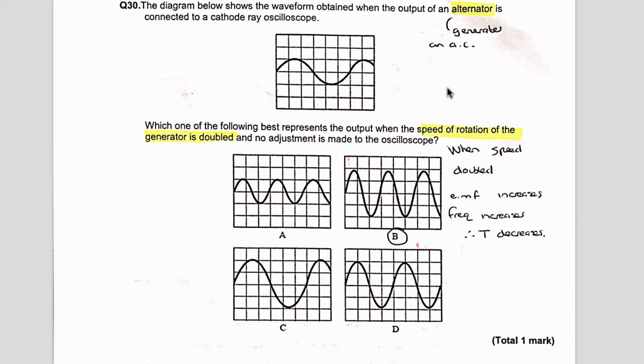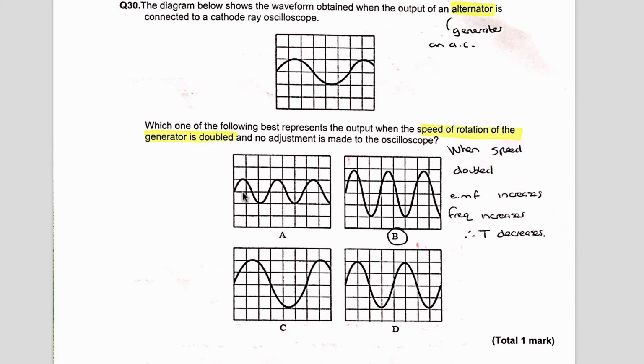So when the speed of the rotation doubles, two things happen. First of all, the rate of change of flux linkage increases, because this thing is now cutting through the magnetic field quicker. And if that happens, then the EMF increases. So therefore, compared to here, if we look at these traces, then the peak of this thing should go up, because the peak basically shows us the size of the EMF that's being induced.